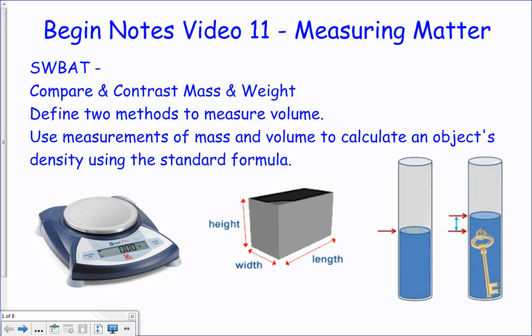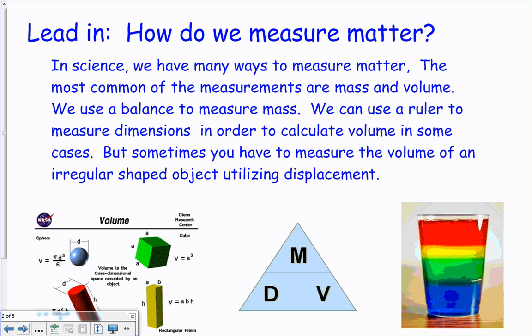Measuring matter. We will be able to compare and contrast mass and weight. They are different. We need to get two methods to measure volume. This middle one, classic example. This one, the one you might not know, volume displacement. Measure mass and volume, calculate an object's density. We'll use mass and volume to do calculations to help us in lab.